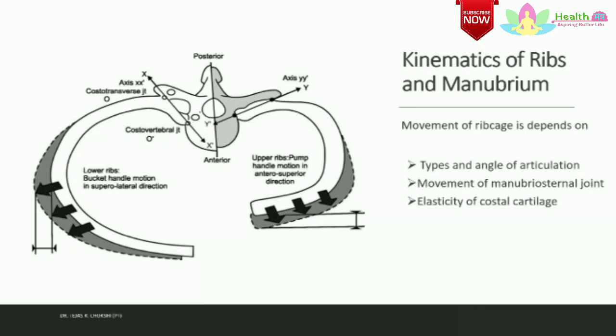Now we'll discuss the kinematics of the ribs and manubrium. The movement of the rib cage is an amazing combination of complex geometry which is governed by three things: the types and angle of articulation, movement of the manubriosternal joint, and elasticity of the costal cartilage. Now if we talk about the first rib, it is larger and thicker than the other ribs. The first costal cartilage is stiffer than the other costal cartilages, and also the first costosternal joint is cartilaginous, not synovial.